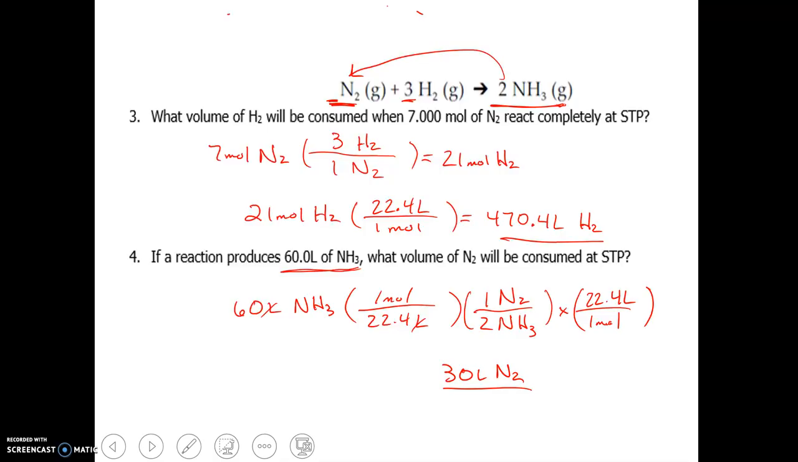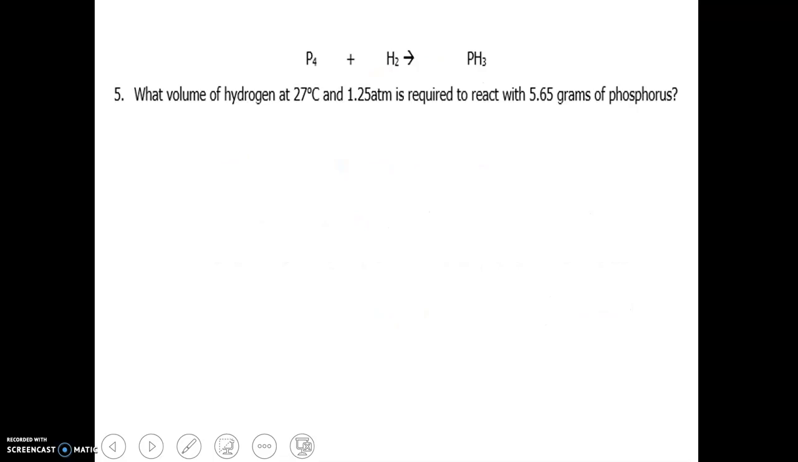And so our next one does get a little bit trickier because we're given a reaction, phosphorus plus hydrogen produces phosphorus trihydride. Now, one thing that is a little different, though, is this is not balanced. So we do need to balance our reaction.